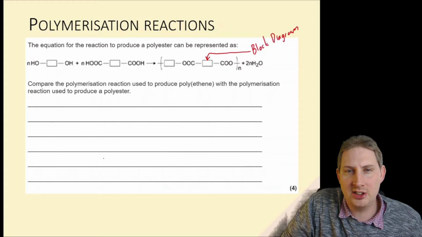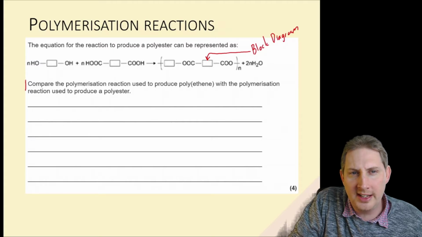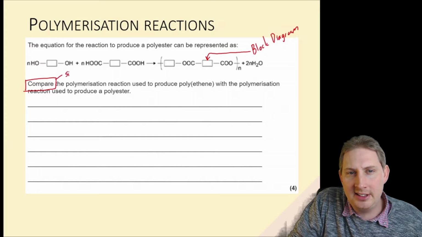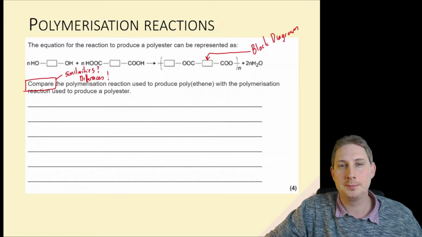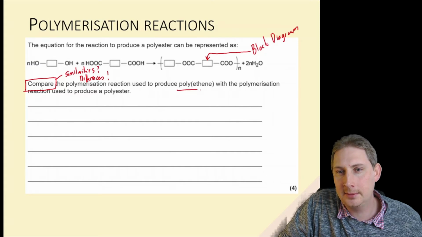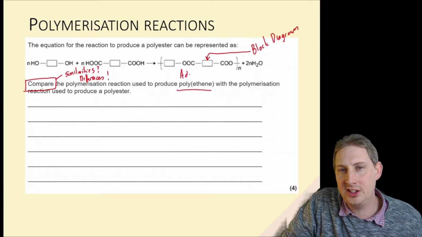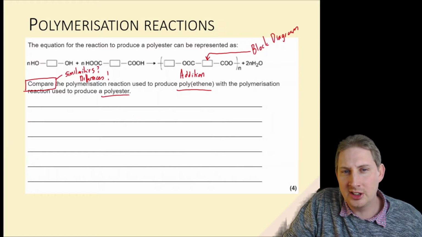Compare the polymerisation reactions used to produce polythene with the polymerisation reaction used to produce polyester. So compare, so we need to describe if we can find any similarities. But if not, we need to be careful to describe the differences. So the one used to make polyethene, and hopefully you remember that that is an addition polymer, with a polyester, which as we see above is a condensation polymer.